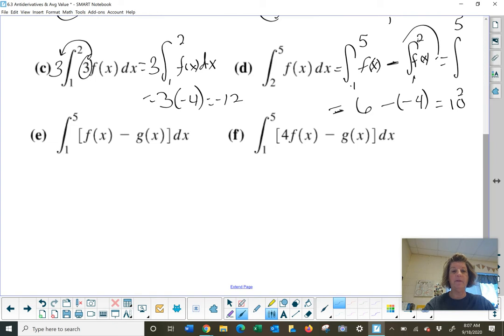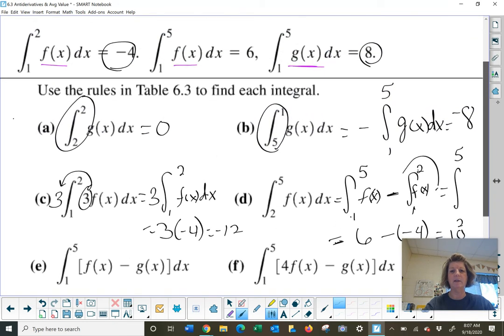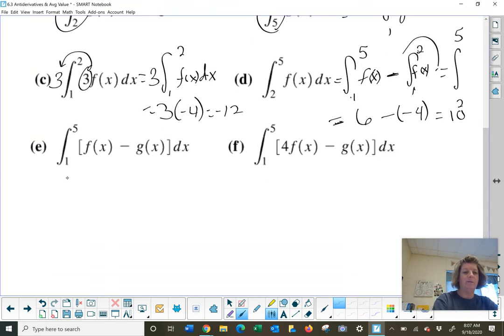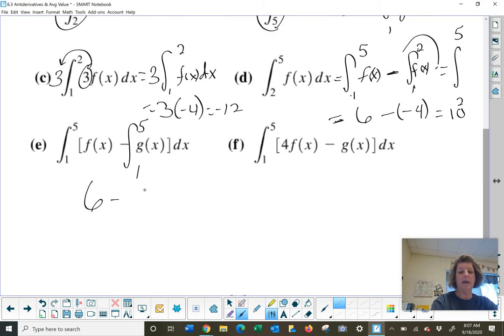1 to 5 of f of x minus g of x. I think we have numbers on both of those. Yep, 6 and 8. So we can basically split these up and think of them individually. I forgot what the numbers were. 6 and 8. 6 minus 8 leaves us negative 2.